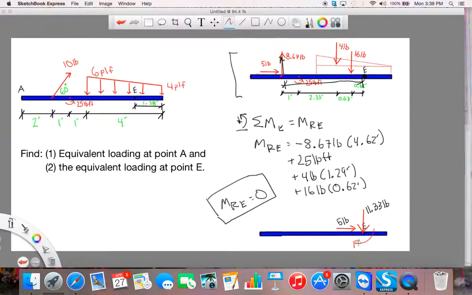So we have no rotation. And what this is telling us is that the rotation that the original loading was trying to impose, we can represent that effect by placing our force resultants at a specific location. All right.